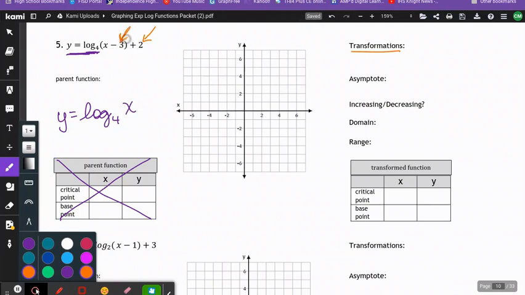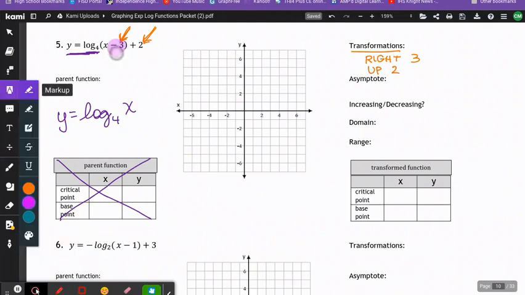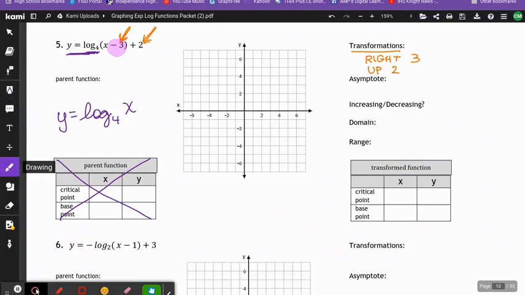The -3 here is going to cause my graph to shift to the right 3 units. And the +2 is going to cause my graph to go up 2. Since this is a log, my asymptote is going to come from this C value as well, and it's the opposite of that value. So +3 is going to be the asymptote. It's going to go through the x-axis at 3. X equals 3 is the equation of my asymptote. So I'm going to graph it by drawing a vertical dotted line through x equals 3.